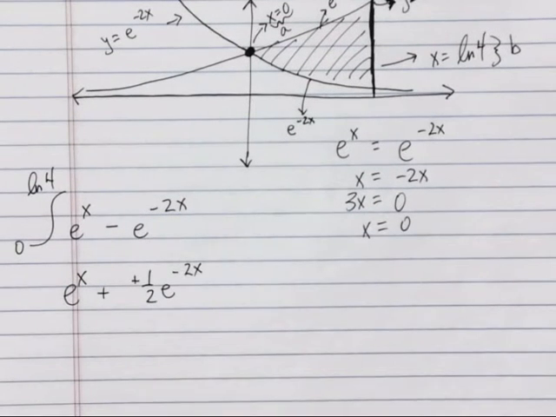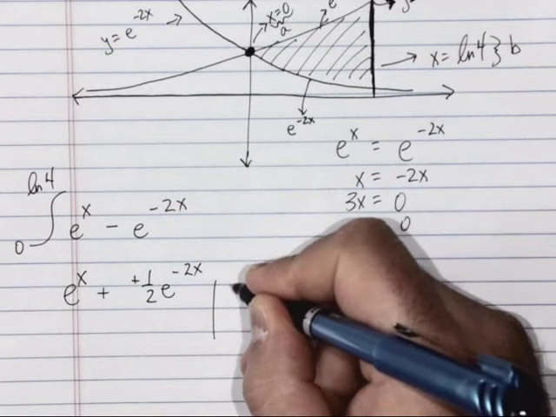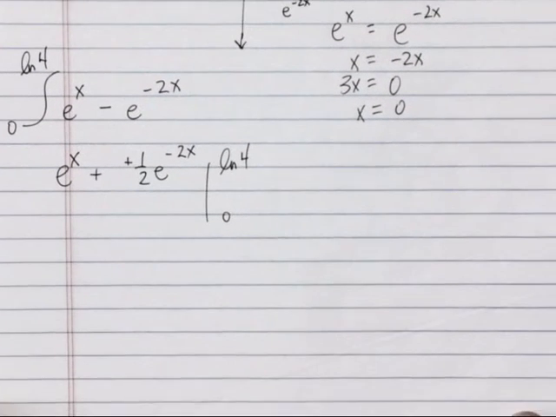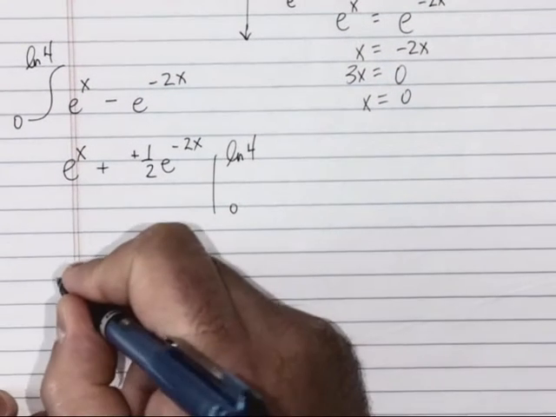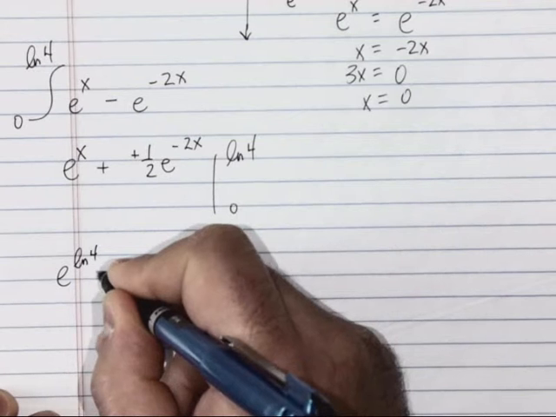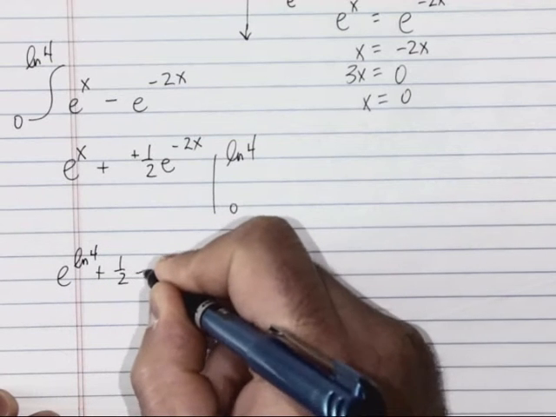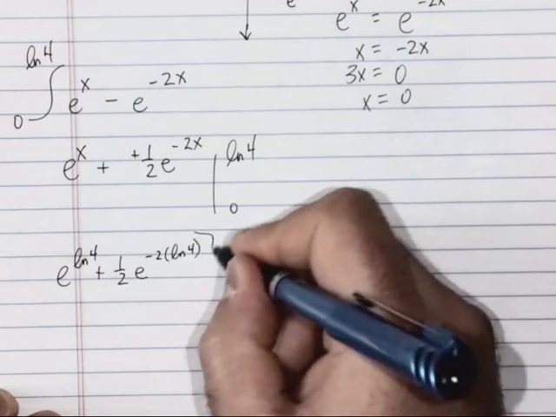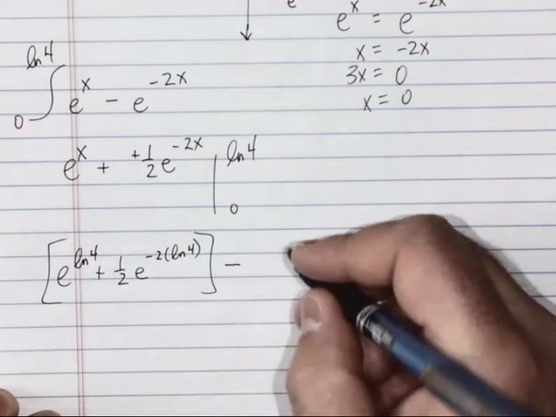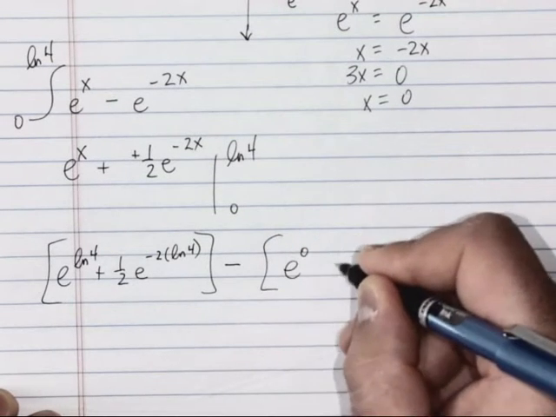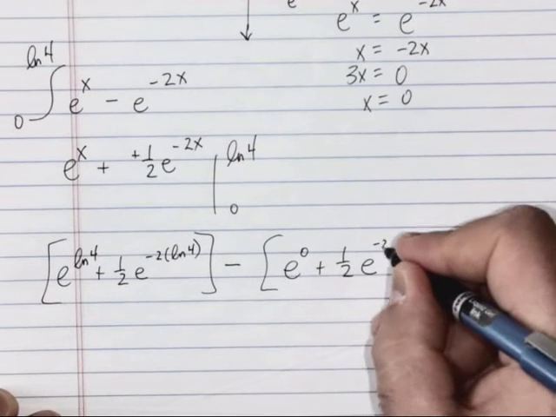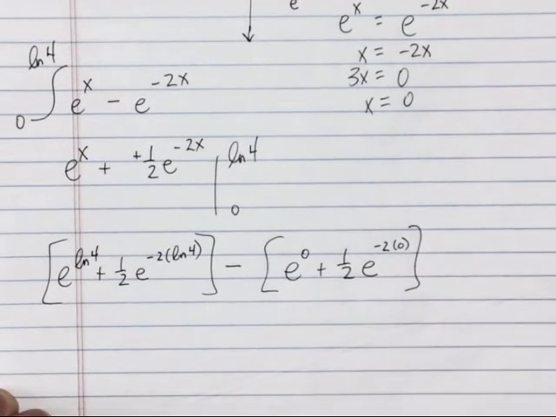All right, and then of course that's getting integrated from 0 to ln of 4. So we want to do our fundamental theorem of calculus at this point. So e to the ln of 4 plus 1/2 e to the negative 2 times ln of 4 minus e to the 0 plus 1/2 e to the negative 2 times 0.